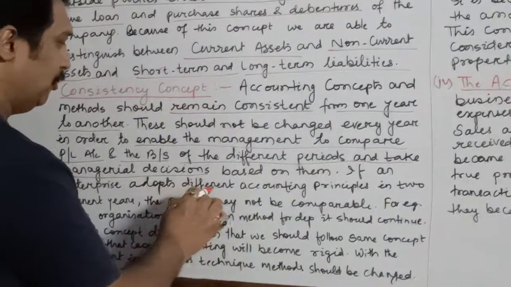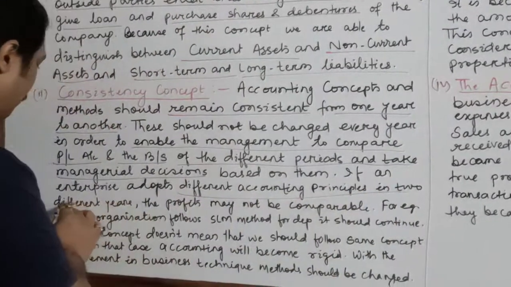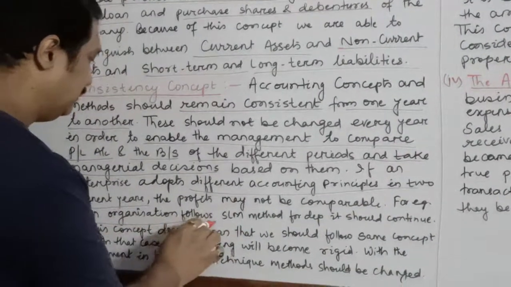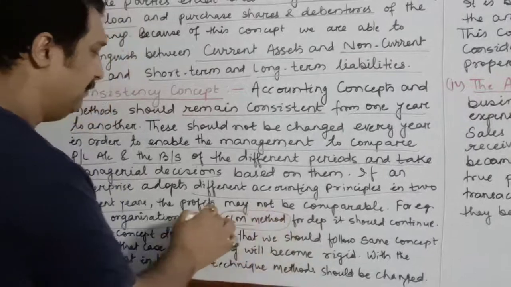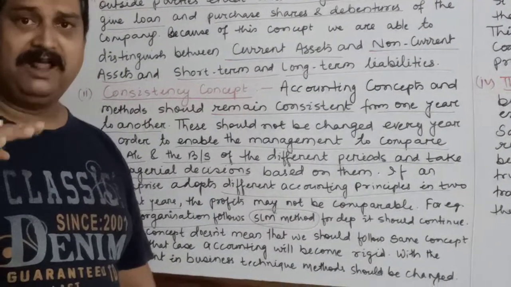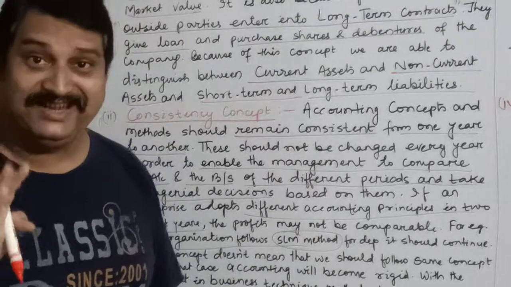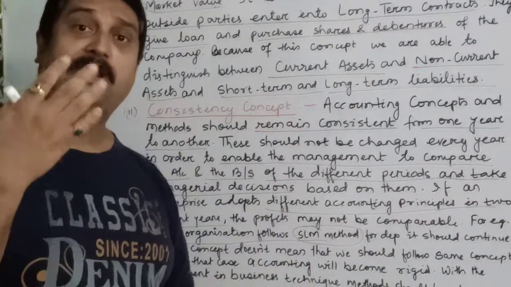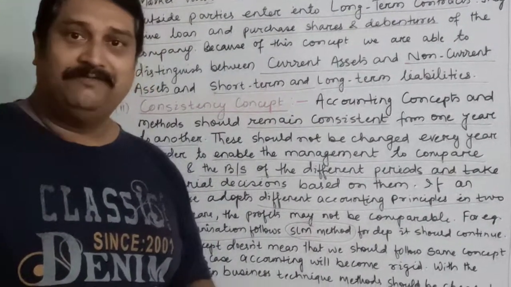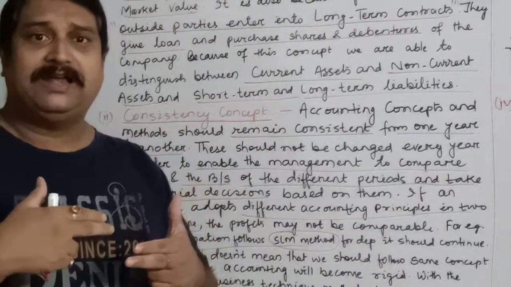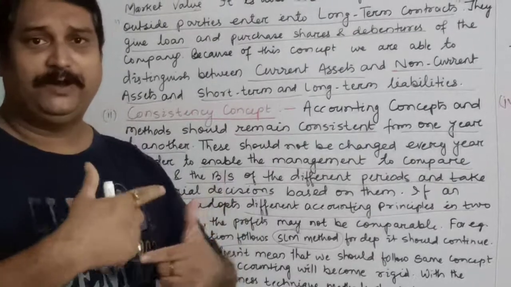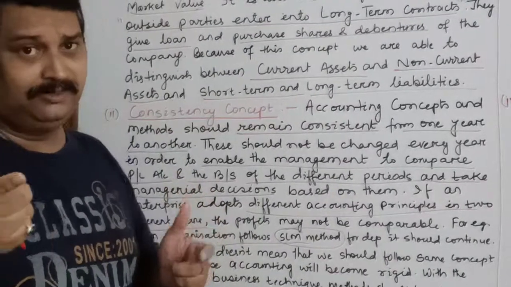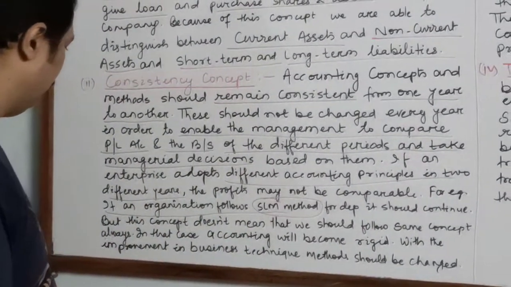If an enterprise adopts different accounting principles in 2 different years, the profit may not be comparable. For example, if an organization follows the SLM method, meaning straight line method. There are various methods to charge depreciation on the fixed assets. One of the methods is SLM, that is the straight line method. The other one is WDV, that is the written down value method. So if the business organization changes these methods very frequently, it will not be able to say the true nature of the profit or the loss of the organization.